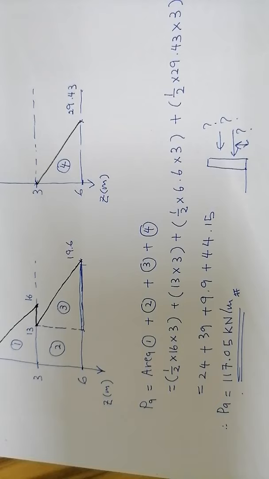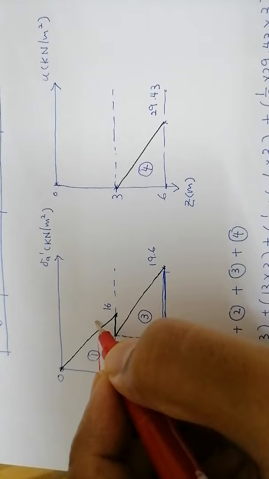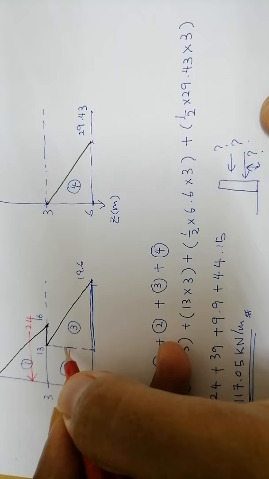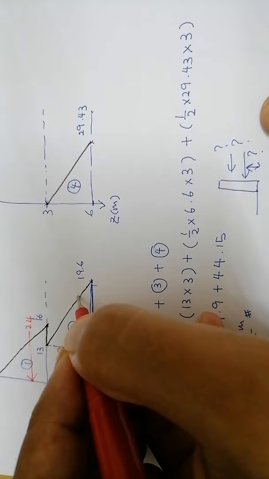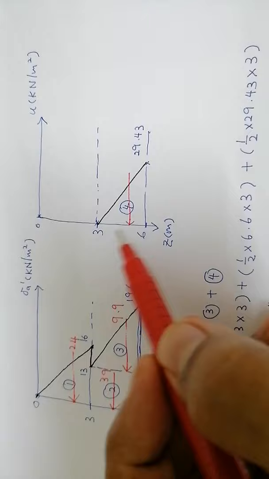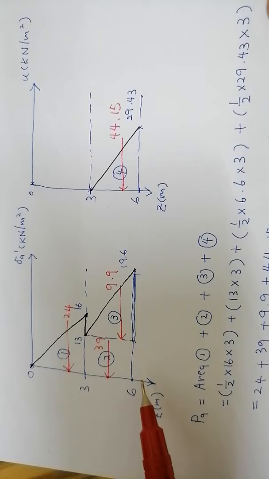I'm going to use a different color. Just bear with me. So I'm going to use red. Okay? For 24, we know the distance measured from the bottom. So this is your 24. And 39 is, okay, here at the center of this square. This is 39, and 9.9 is 1/3 from the bottom, from the height of the triangle. This is 9.9, and this is also 1/3 from the height of this triangle. So this is 44.15. So we know the distance measured from the bottom for each of these forces.